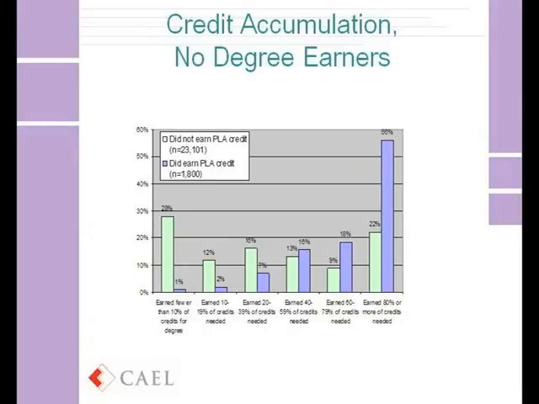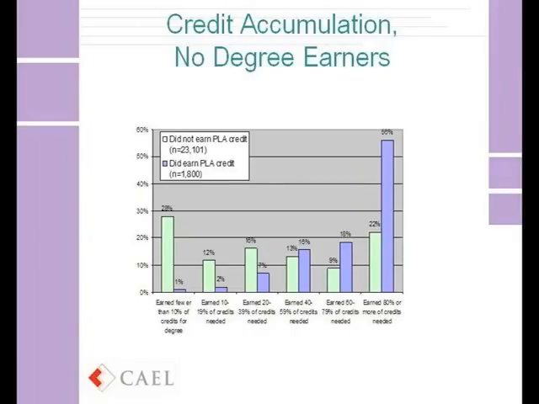And so what we looked at were the issues of credit accumulation. What about students who have not yet earned a degree, who are still at the institution and have prior learning assessment? What happens to the ways in which they earn credit at the institution?